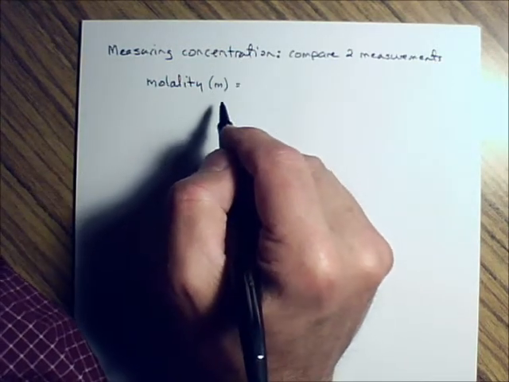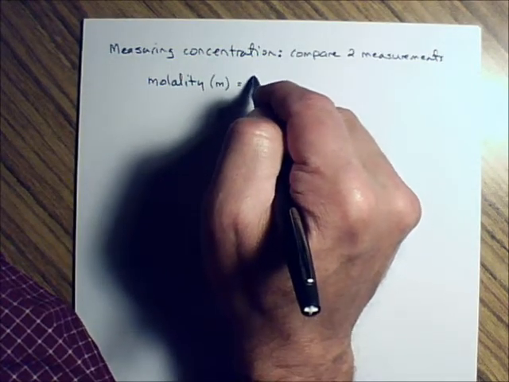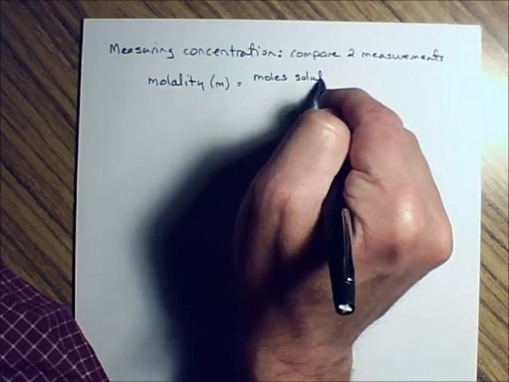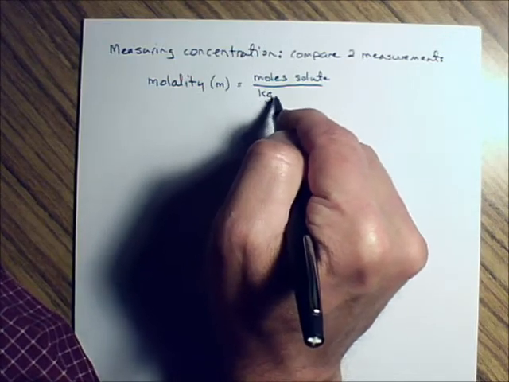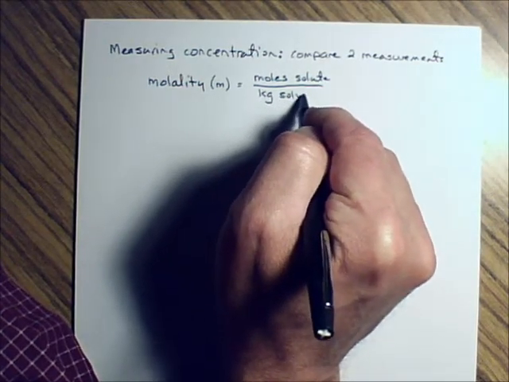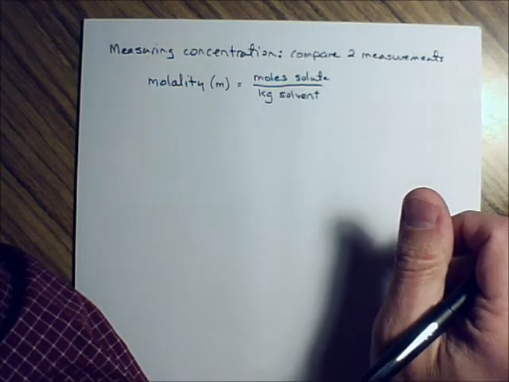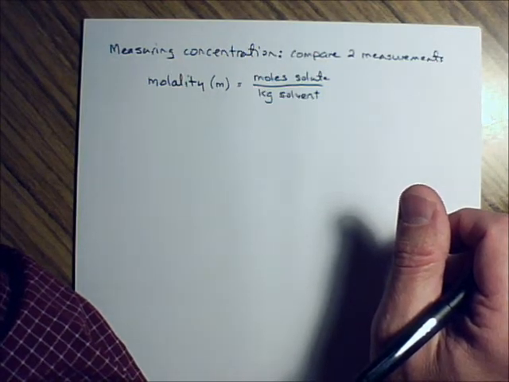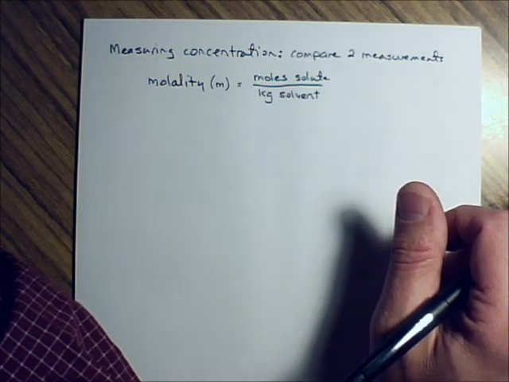Okay? Two different measurements. So molality is moles of what's called the solute over kilograms of the solvent. Moles of solute over kilograms of solvent. Now, I'll give you the definitions of these in a minute, okay? We'll talk about them. Okay?